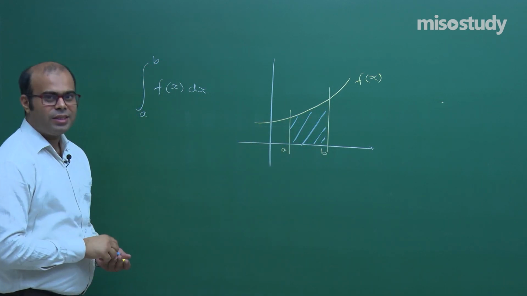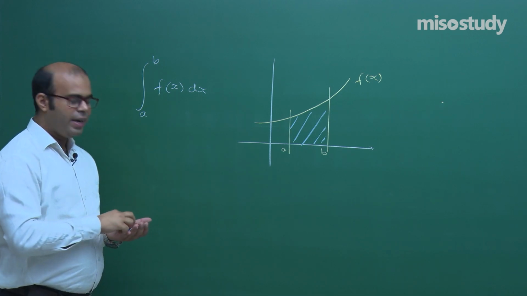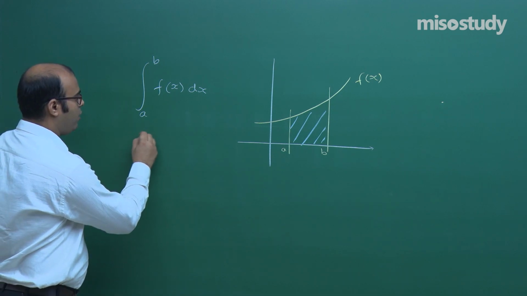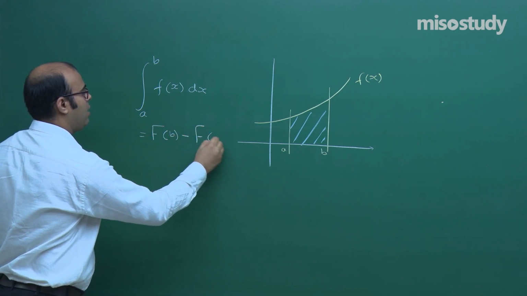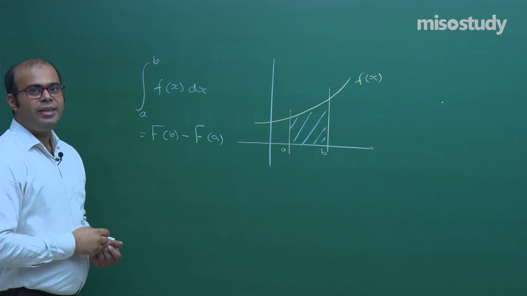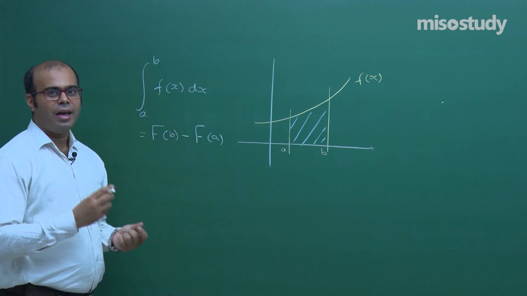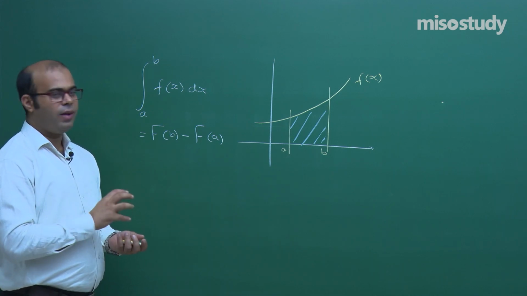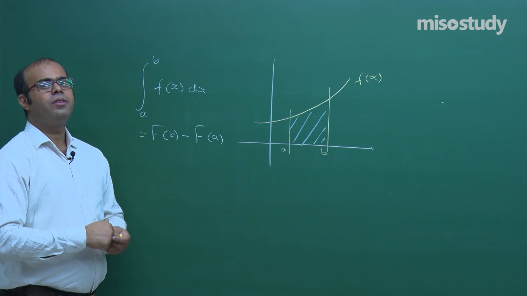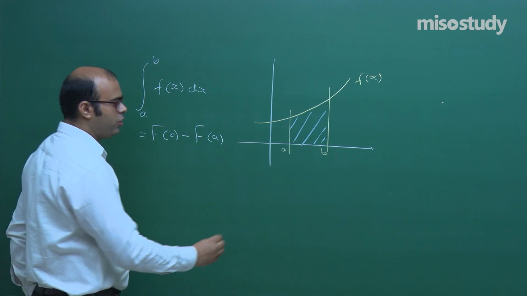Now the integral from a to b of f(x) dx is a fixed value, that is F(b) minus F(a), where capital F is the integral of the small f. So we put the limits and get some value in terms of a and b. Now instead of taking a fixed value, let us write an area function. So what does that area function mean?